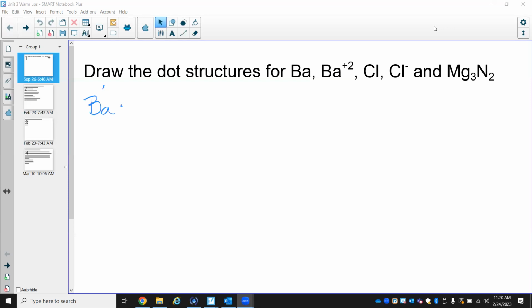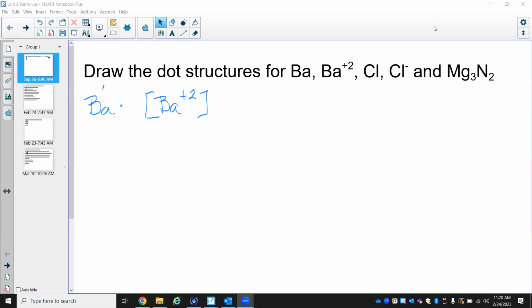For the barium ion, which it tells you is a +2 charge, and remember the charge can be found kind of by the column as well, that means that since it's a +2, it means it lost 2 electrons. So this is our dot structure where it is empty and has lost those 2 valence electrons.